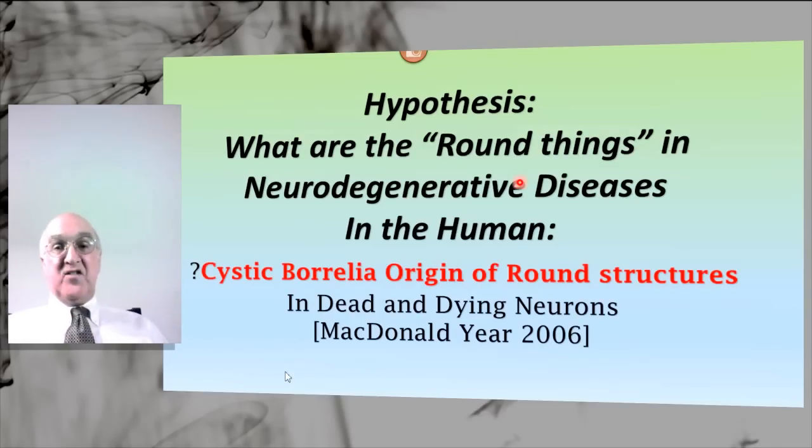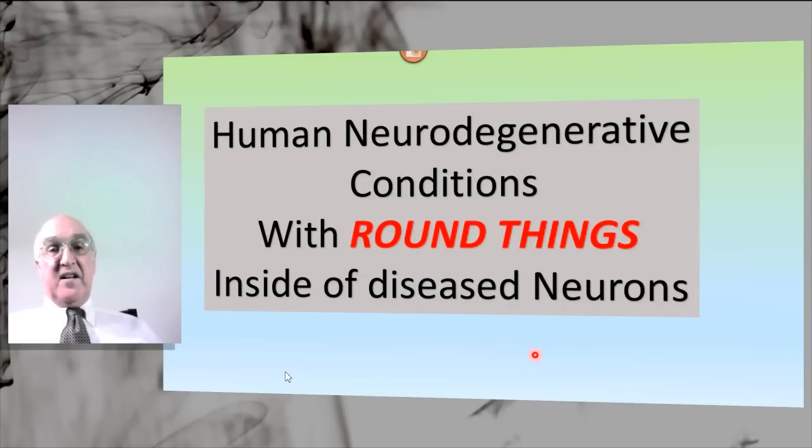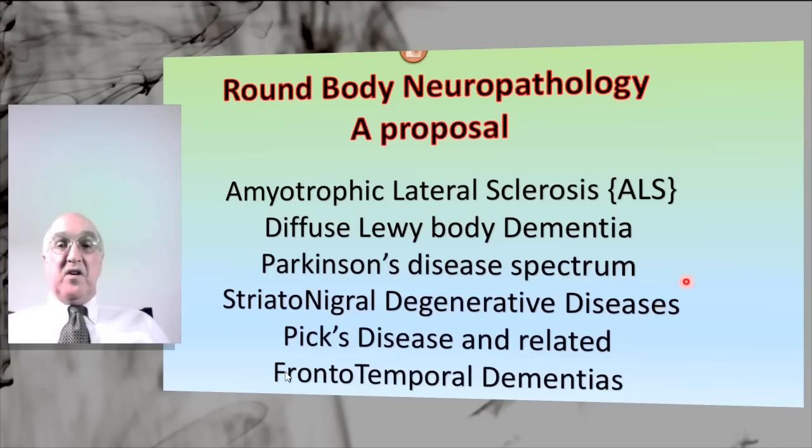So we're going to have a hypothesis now, and that is, what are the round things that are seen in neurodegenerative diseases in the human? Are they cystic Borrelia in dead and dying neurons? Well, I wrote a paper about this in 2006, and the paper had in its title, in short, cystic Borrelia hiding in plain sight. So I thought, after looking at many slides and reading many books on neurodegenerative conditions in the human, that round things were turning up inside of diseased neurons very regularly in a number of conditions. Those conditions were amyotrophic lateral sclerosis, Lou Gehrig's disease, diffuse Lewy body cortical dementia, which killed my grandfather, Parkinson's disease, that's the movement disorder that Michael J. Fox has and other people has.